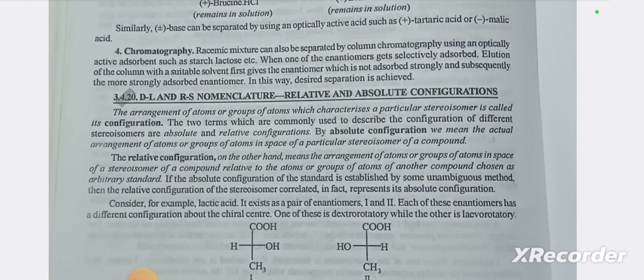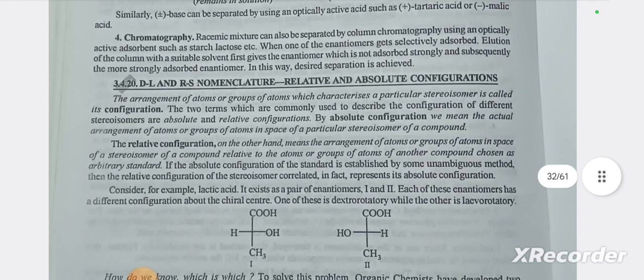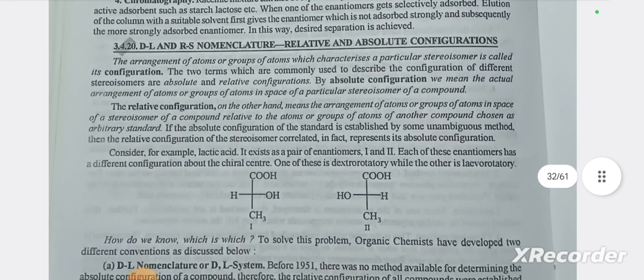Chromatography. A racemic mixture can also be separated by column chromatography using an optically active adsorbent such as starch, lactose, etc. When one of the enantiomers gets selectively adsorbed, elution of the column with a suitable solvent first gives the enantiomer which is not adsorbed strongly, and subsequently the more strongly adsorbed enantiomer. In this way, the desired separation is achieved.